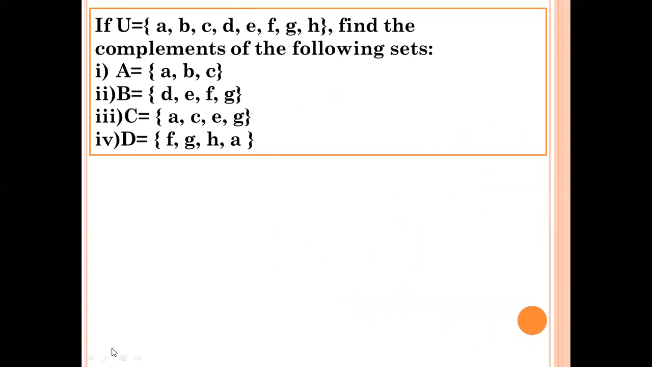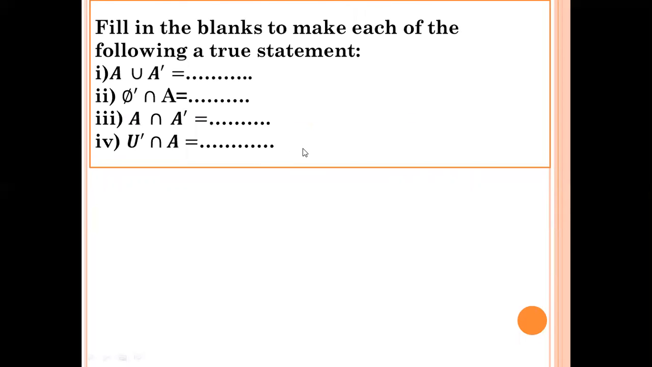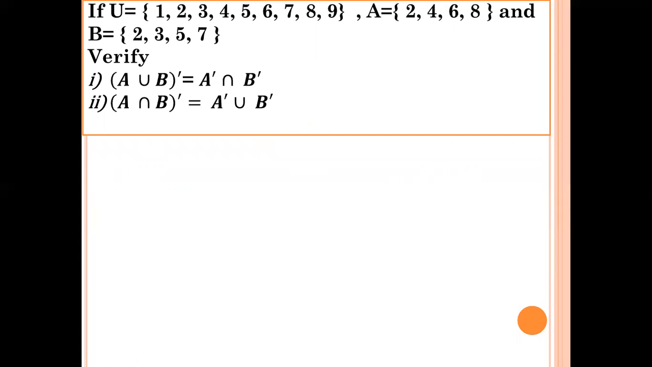Okay, take this as homework students, so that we'll discuss some more questions in the next class. So u is given, find the complements of 4 sets. So you have to find what is a dash, what is b dash, what is c dash, what is d dash. So this is a homework question. Okay, and I want you to try this also. This is one more homework question. Later we'll realize this as a property.